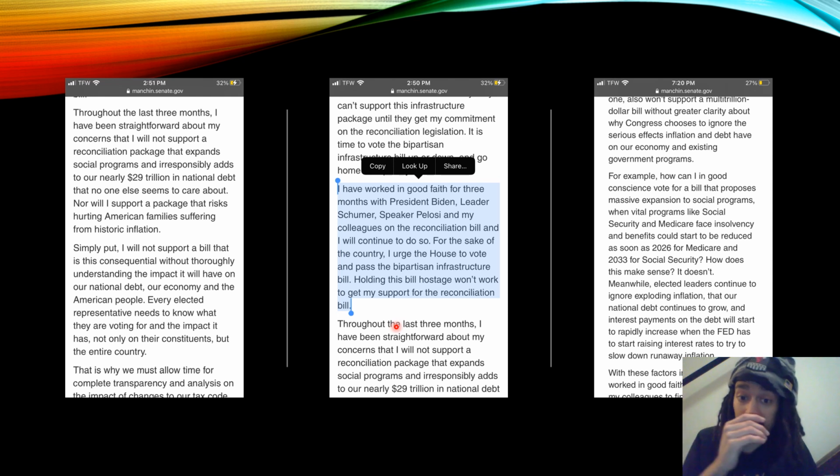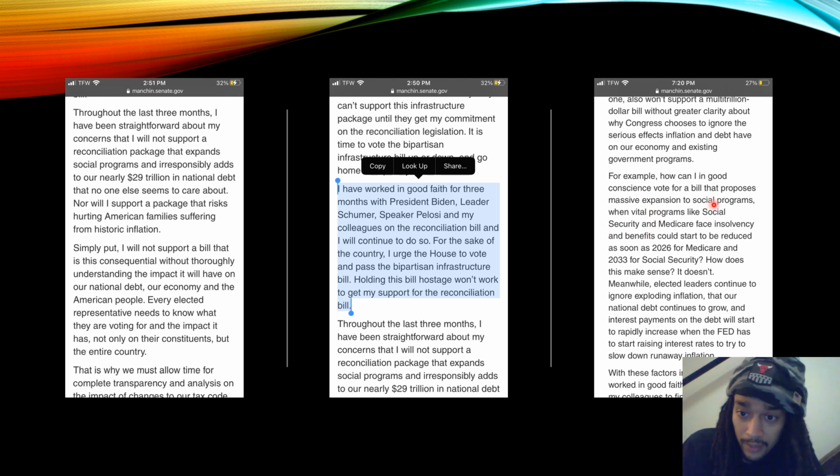They're holding it hostage just to get his support for the reconciliation, which only needs the Democrats, and he's holding that up because, like I said, it only needs the vice president to break the tie, so they don't necessarily need him. But he's saying no to it. He's like, no, I'm not on board with it, basically. And we're gonna go into what he says about Social Security.